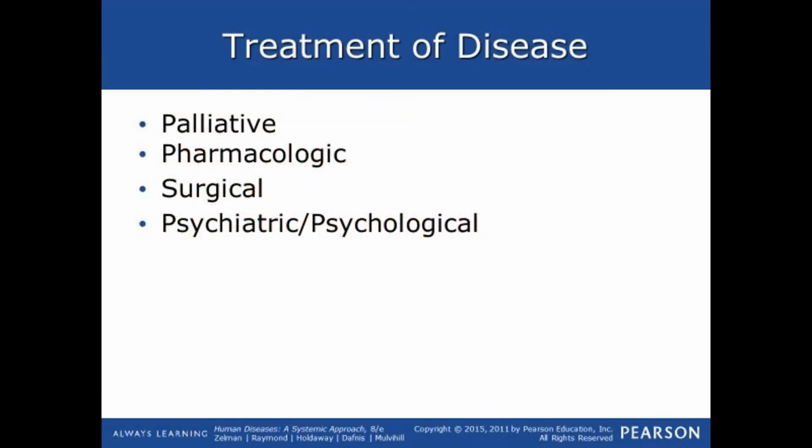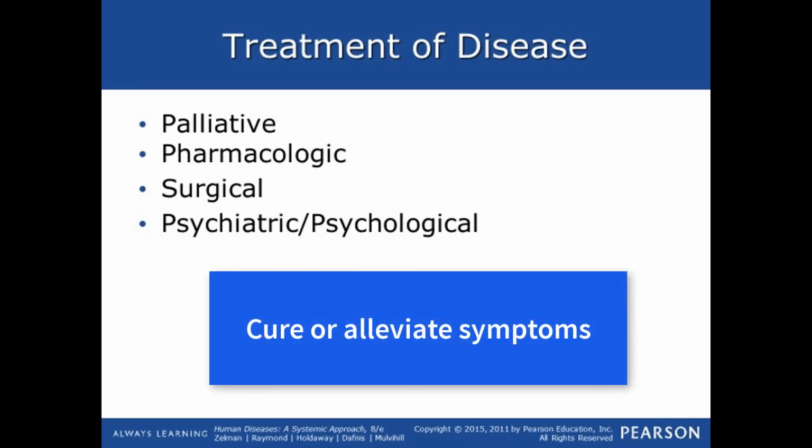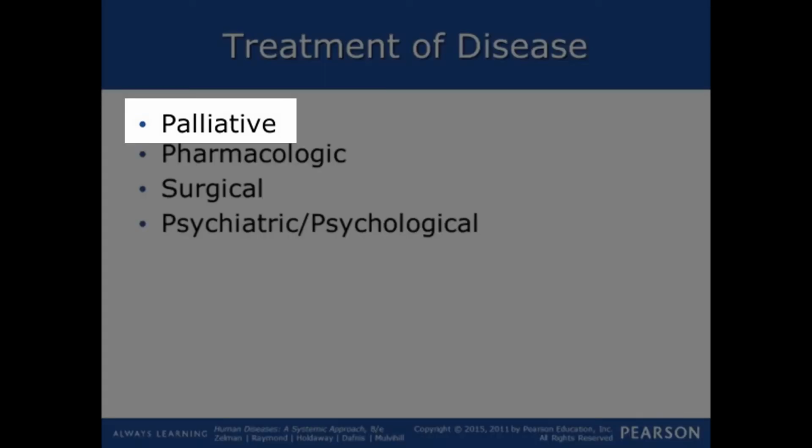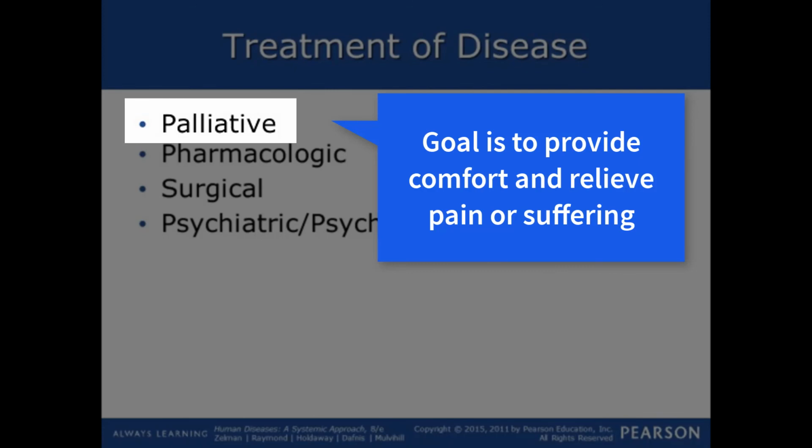And then finally, treatment of disease. There's 4 different categories for the treatment of disease. And treatment can either aim to cure disease or reduce the severity of the signs and symptoms. So, for example, we can't cure the common cold, but we take medicine to reduce some of the signs and symptoms. Palliative care just aims to provide comfort and relief. Pain medicine, or we'll take antihistamines to relieve the congestion or sneezing associated with the common cold.